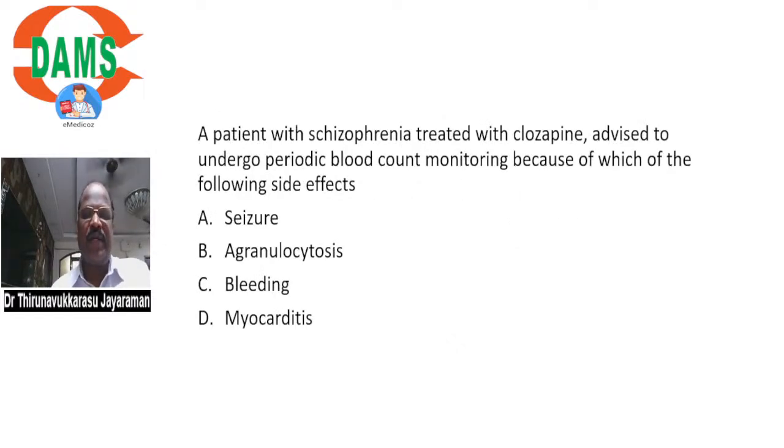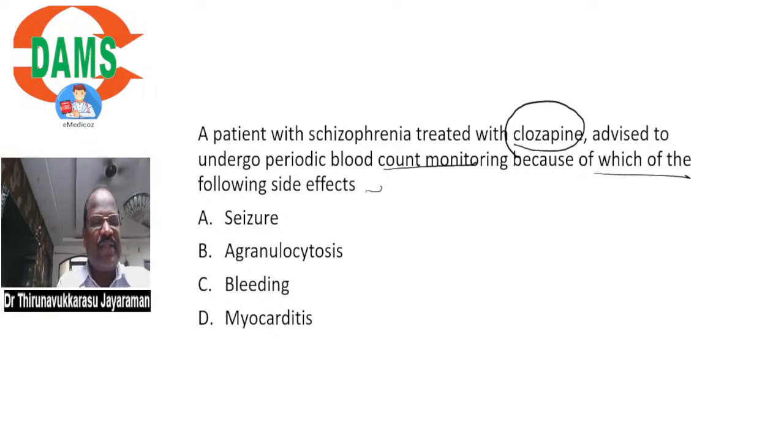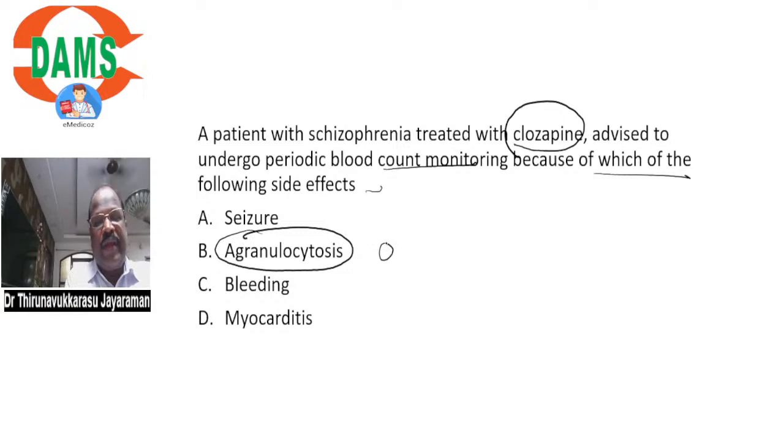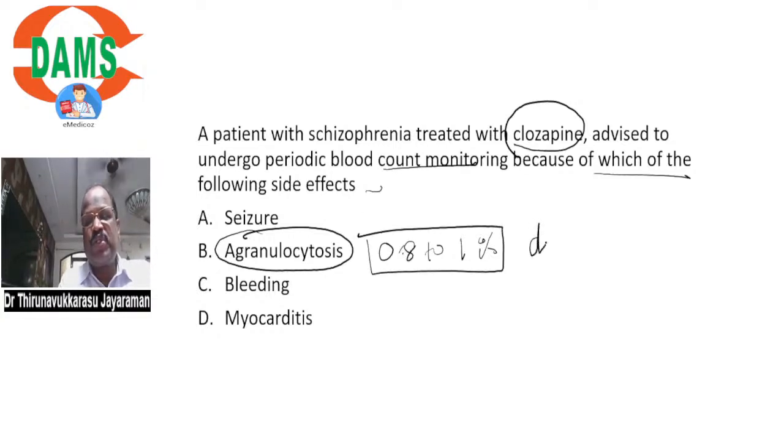A patient with schizophrenia treated with clozapine is advised to undergo periodic blood count monitoring because of which of the following side effects? I think this is also a straight hit: seizure, agranulocytosis, bleeding, myocarditis. The drug causes all these adverse effects, but you know this drug causes agranulocytosis. About 0.8 to 1% of people on this drug therapy develop this complication, and it is a dose-independent complication.